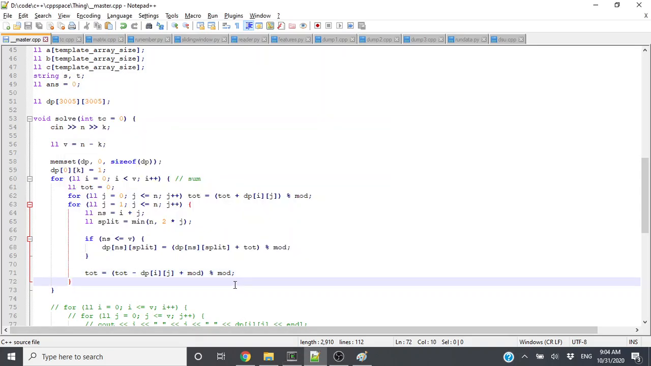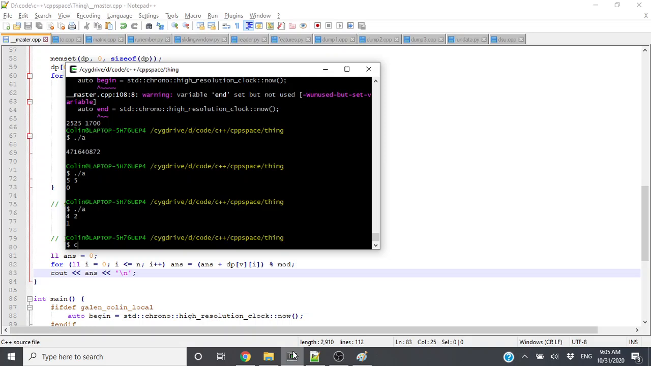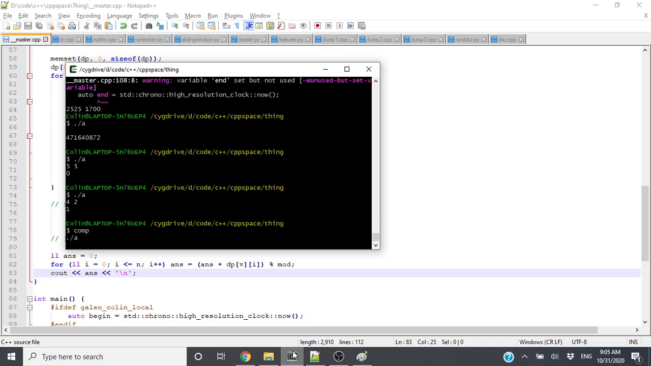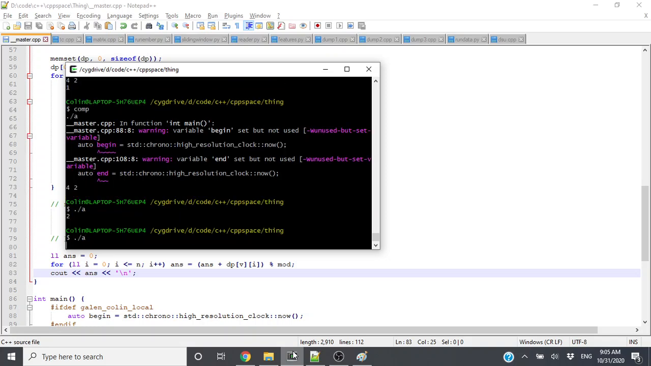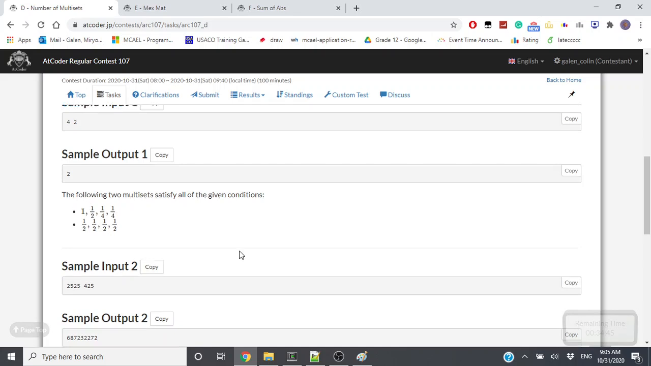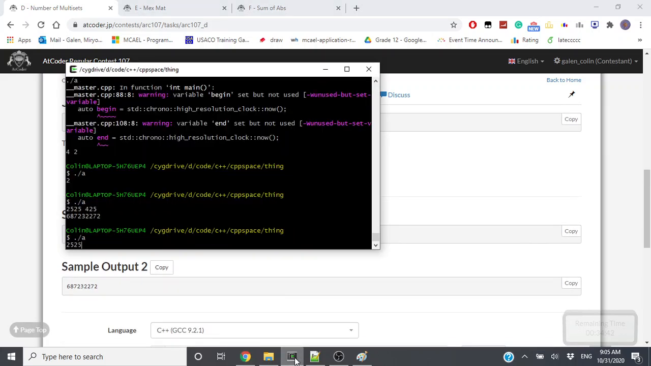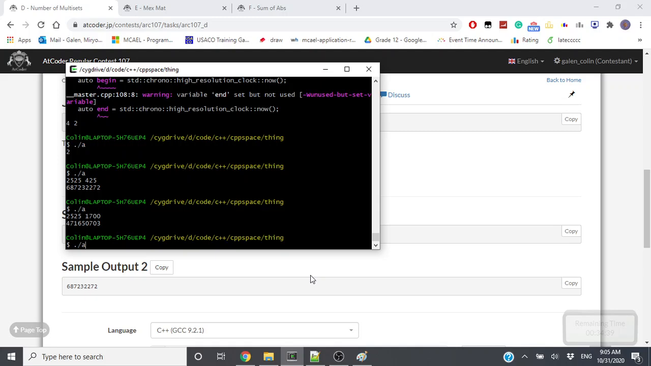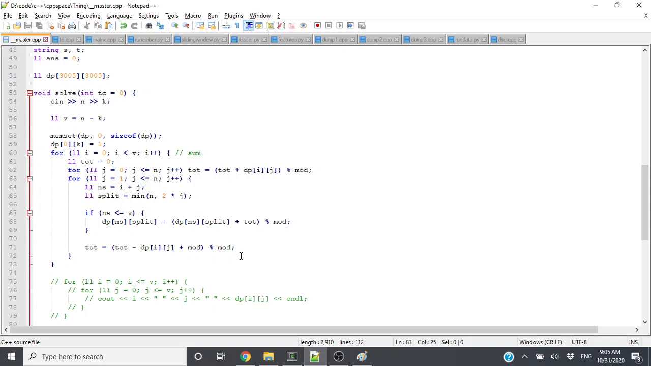Why does that change stuff? This should be here. 4, 2. Okay, that was stupid. Totally ignoring half the states. Yeah, I probably should have tested it like that.